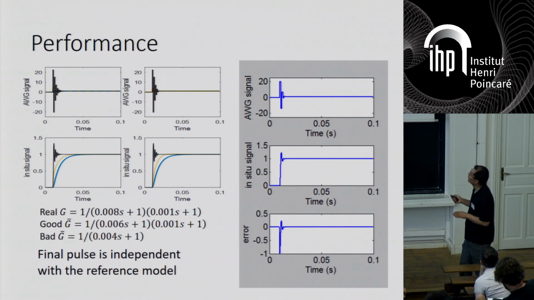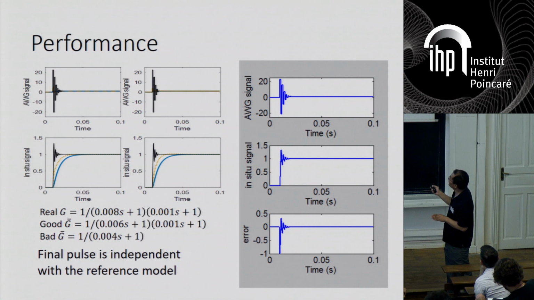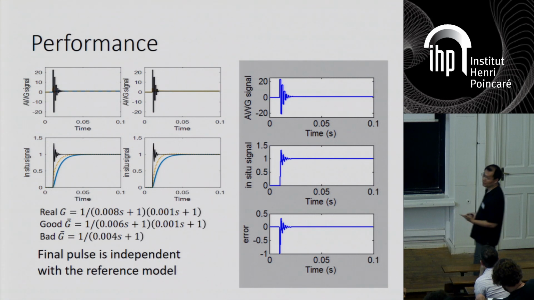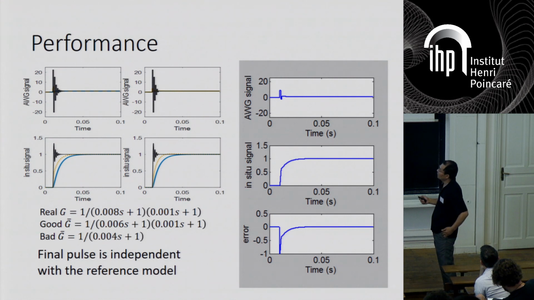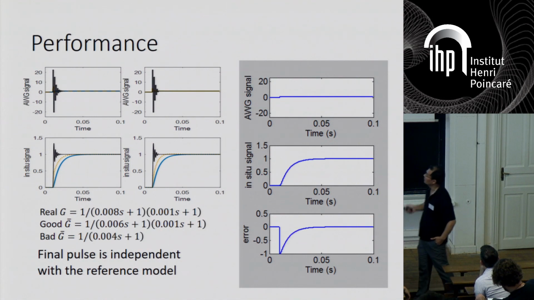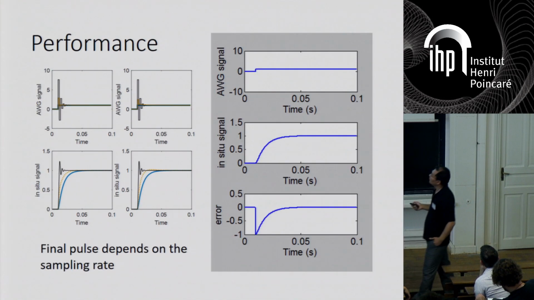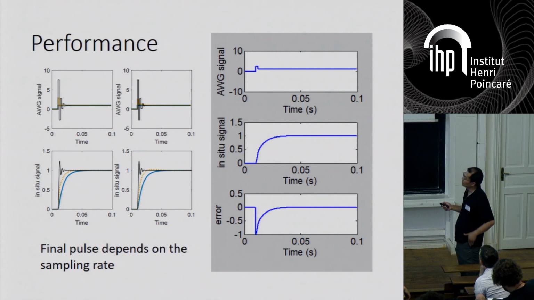So this is the iterative learning process of this pulse. This is the error signal, and this is the in situ signal. You can see initially it climbs very slowly, but more and more it gets much closer to the desired signal. We want an ideal step signal, but why do we see something here? This is very straight, right? This actually comes from the sampling.